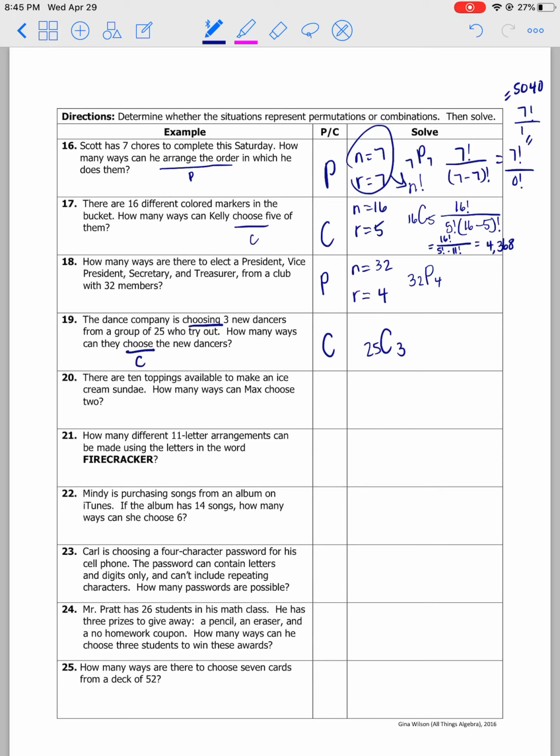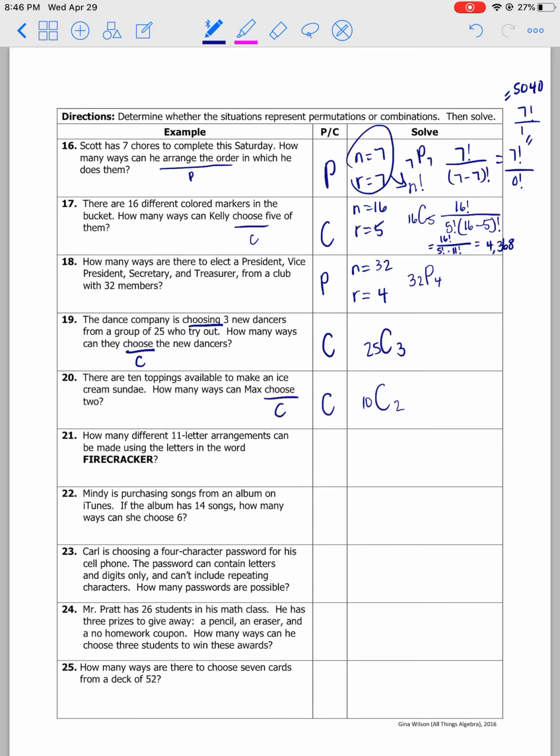There are 10 toppings available to make an ice cream sundae. How many ways can Max choose 2? Choose, right? And always think about the situation. Don't just look for the word and say, okay, I got it. Think about it. When you're putting toppings on an ice cream sundae, you're not preferencing them in terms of, well, this is the topping that's going to go on first because it is my most favorite topping and it needs to be closer to the ice cream. No, right? You're just putting the toppings on the ice cream. So combination, he has 10 to choose from and he is choosing 2.